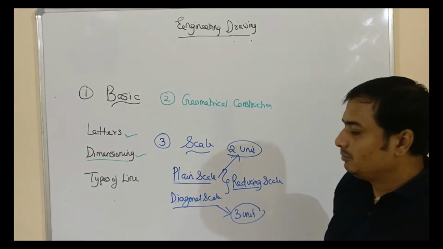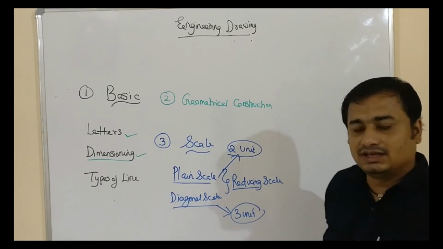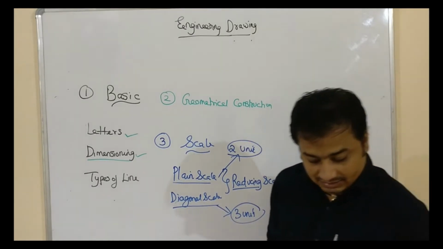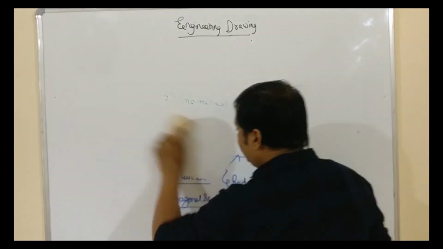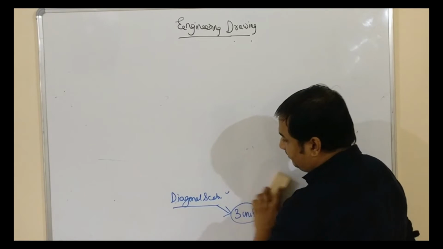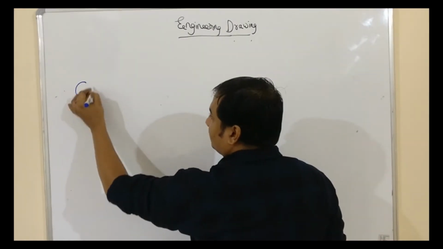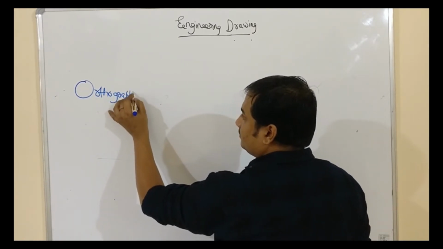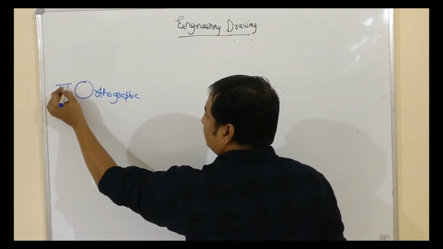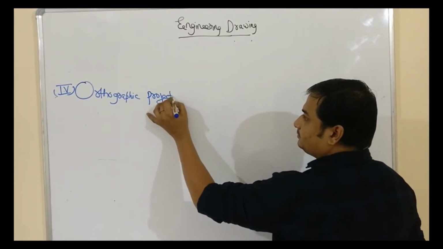But in detail, we will see later what the scale is, how we are going to draw the plane scale, and how we are going to draw the diagonal scale. The last component, which is a very important part of drawing, is the orthographic. This is the fourth component of the drawing, called orthographic projection.